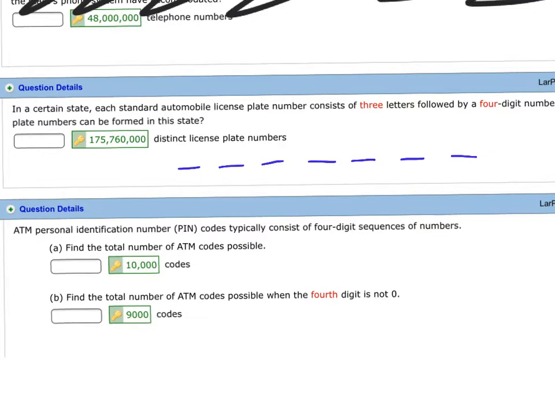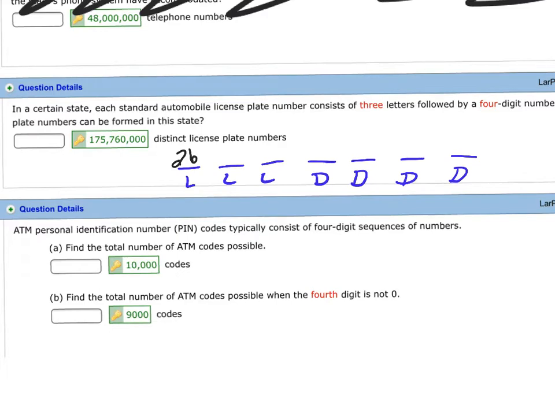But what do they tell me? Do they tell me anything specific, like the letters cannot repeat, numbers cannot repeat? Do they give me any parameters that I have to follow? No. They just say the first 3 things are letters, the last 4 are digits, correct? So how many letters are in the English alphabet? 26. So there's 26 possibilities for this first space.